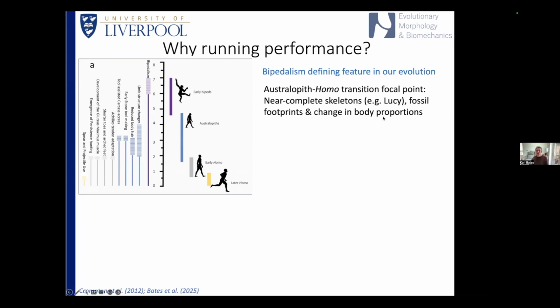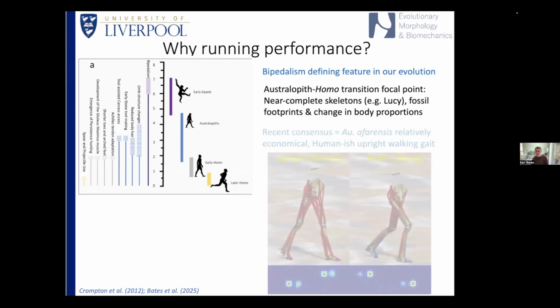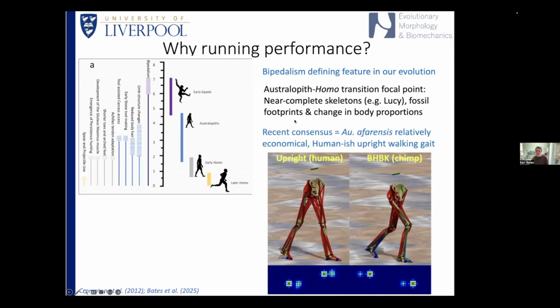But also we've got major differences in anatomy between these animals, and particularly changing body proportions, which would have obvious implications for locomotion. And perhaps because of the footprint evidence, most of the research has focused on how Australopithecus afarensis walked. And although there's been arguments through the years, the consensus in recent times, based on the footprints and based on the kind of biomechanical simulations that I've been showing you, is that Australopithecus afarensis walked relatively upright in a human-ish kind of way with relatively low energy costs.